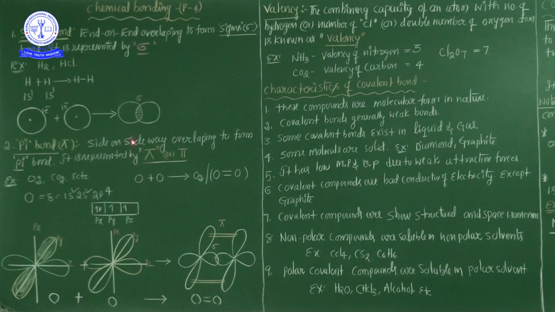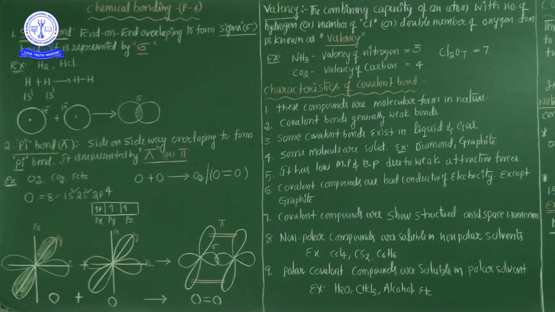Basically, my dear students, a sigma bond is an independent bond. For example, whenever two atoms are approaching each other, after completion of the overlapping, one sigma bond is formed. So that's why it is an independent bond. The first formed bond is the sigma bond. That's why it is an independent and very strong bond. A sigma bond is a very, very strong bond compared to the pi bond, which is a strong bond.